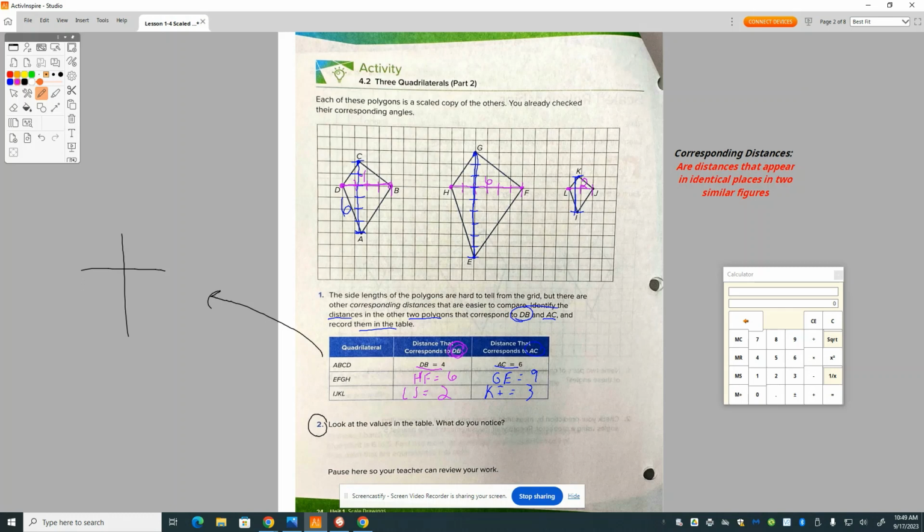Now, when I look at DB, I notice that it is the horizontal distance from D to B. So to notate it, I'm just going to write it down as horizontal. Now, if I look at my distances that correspond to AC, AC appears to be a vertical distance going up and down. So I'm going to notate that with a vertical line. So that way it's a little bit easier for me. I'm going to go ahead and copy my values. I notice it's 4, 6, and 2. And then do the same thing with my other values.